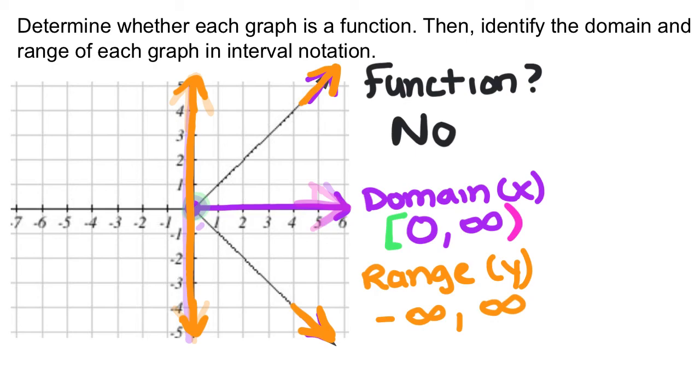And then because these both are given by arrows, meaning they have infinity, this means that I would use a parentheses. So my domain is from 0 inclusive to positive infinity, and my range is from negative infinity to positive infinity.